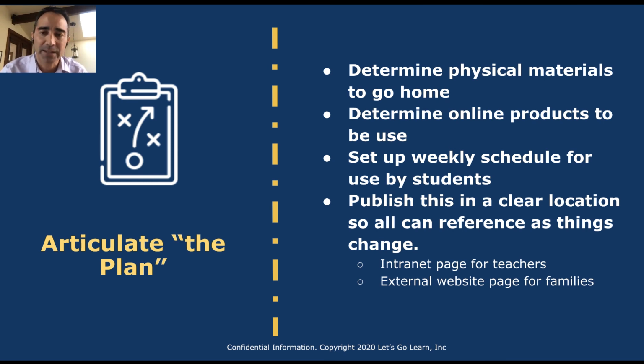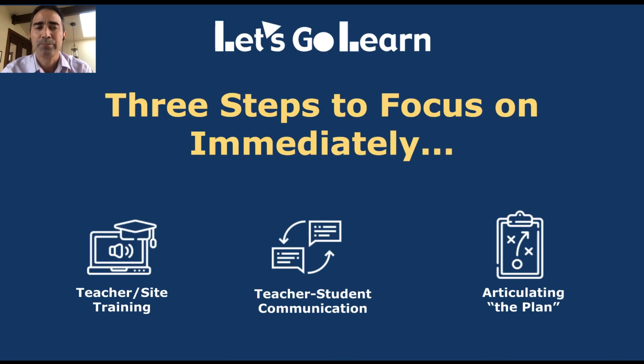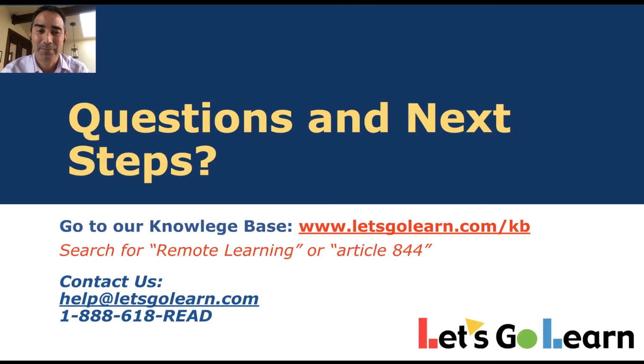On the intranet, school closure plan, there's a button. On the external website for families, family homework planning, or whatever it may be, family school closure plan. Make sure it's very clear. Again, articulating the plan is really important, making sure nothing gets lost into some black hole of an email or some attachment that gets outdated. It needs to be very clear. So these 3 steps again: teacher site training, teacher-student communication, and articulating the plan.